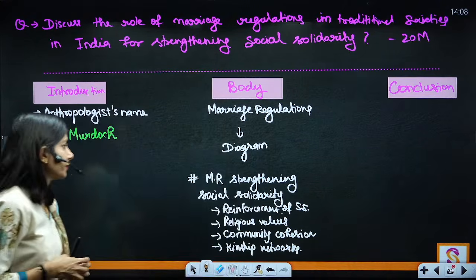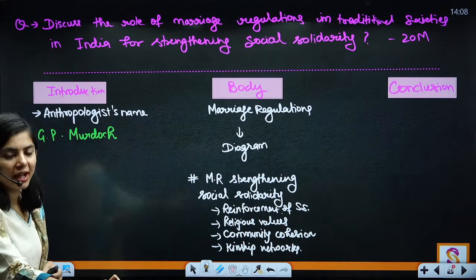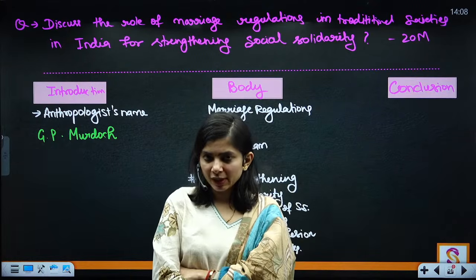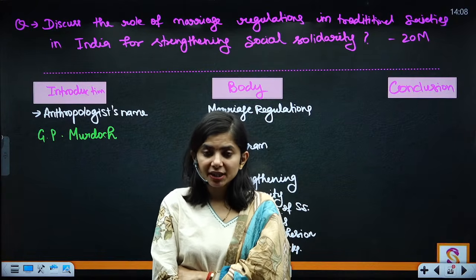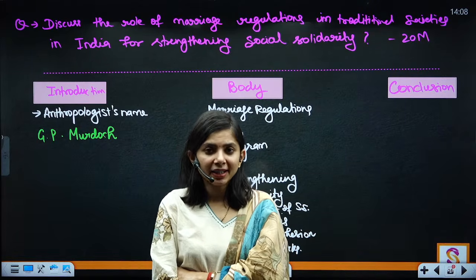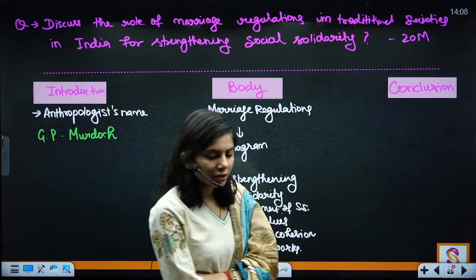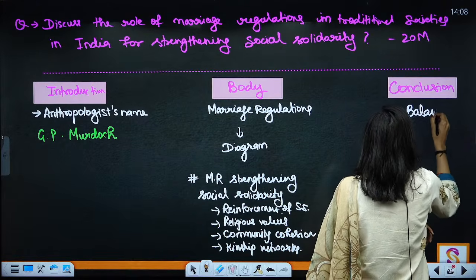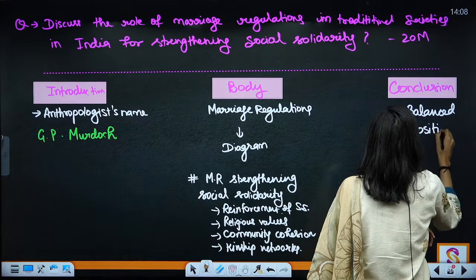Okay, these are the kind of things that we are going to mention. Once you are done with this part, then you have to mention the conclusion. The conclusion should include that marriage regulations are associated with caste-based discrimination and gender inequality, whereas they help maintain solidarity with the help of social and cultural changes. So here you have to mention a balanced, positive outlook.